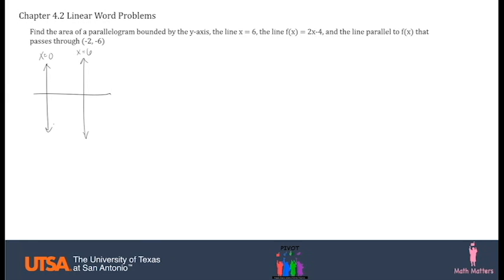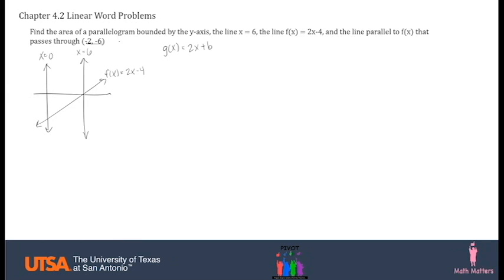Then we have this f of x, which is defined as 2x minus 4. And then we have one more line that's parallel to that. So if this is f of x, then let's call the parallel line g of x. And the way to write a parallel equation would be to take the same slope, which in this case is going to be 2. So it's 2x, and then we're going to solve for a new b.